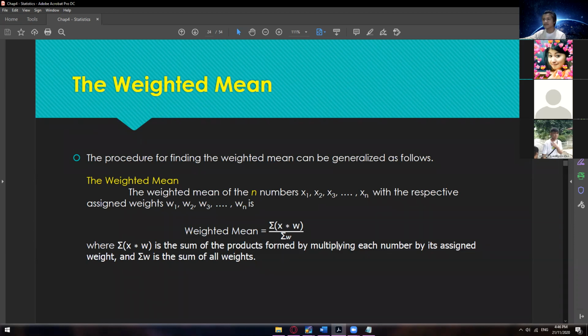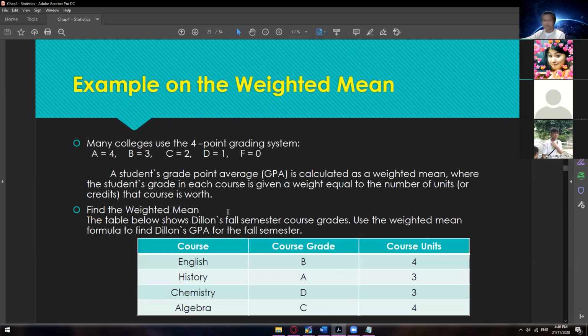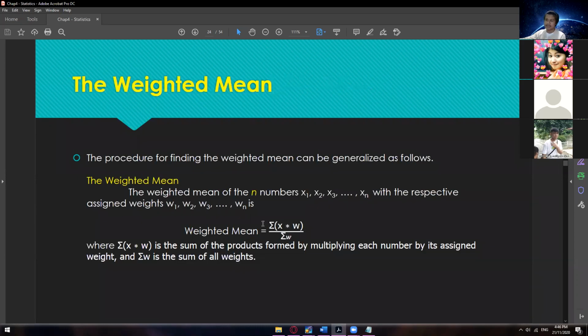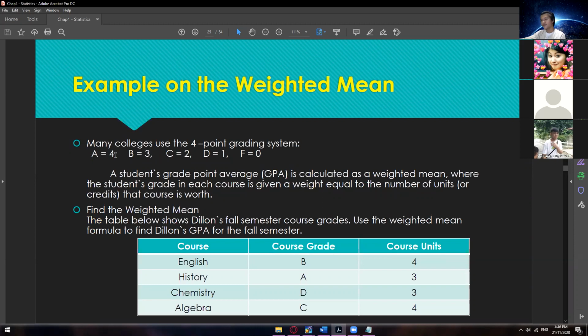All right, let's have another example for you to be able to appreciate this weighted mean. Many colleges use the 4-point grading system wherein we have A plus, A minus, and so on and so forth. A is equal to 4, B is equal to 3, C is equal to 2, D is equal to 1, and F is equal to 0. We call this one actually 5-point, am I right? Anyway, I'm not sure because we've never used this one in my school before.